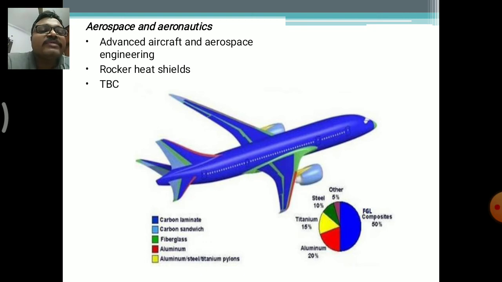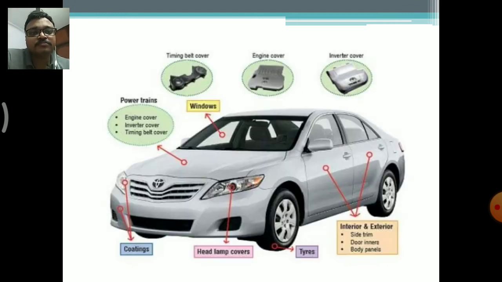Next, carbon sandwich, which is a very small share of material. Next, aluminum: 20% of the material is aluminum. Next, 15% is titanium, 10% is steel, and 5% is other minor components, that is fiberglass or other carbon sandwich materials. So these are the basic materials used for the building of aeroplanes.